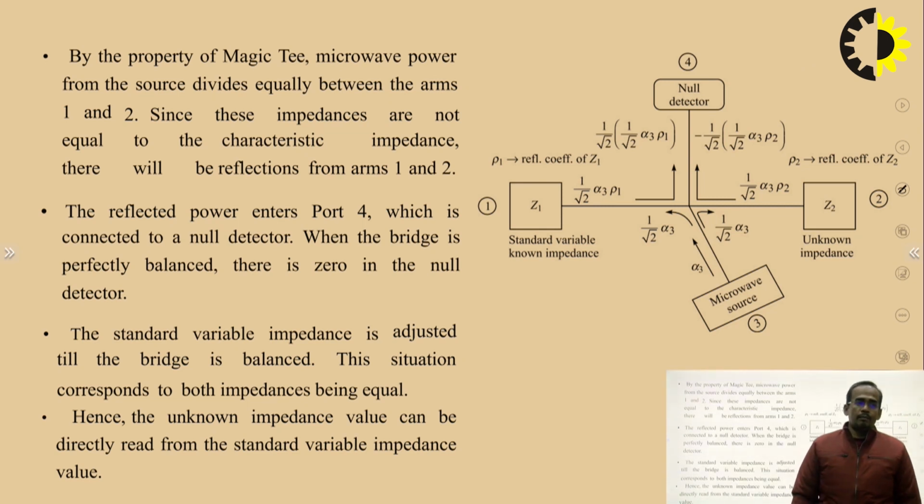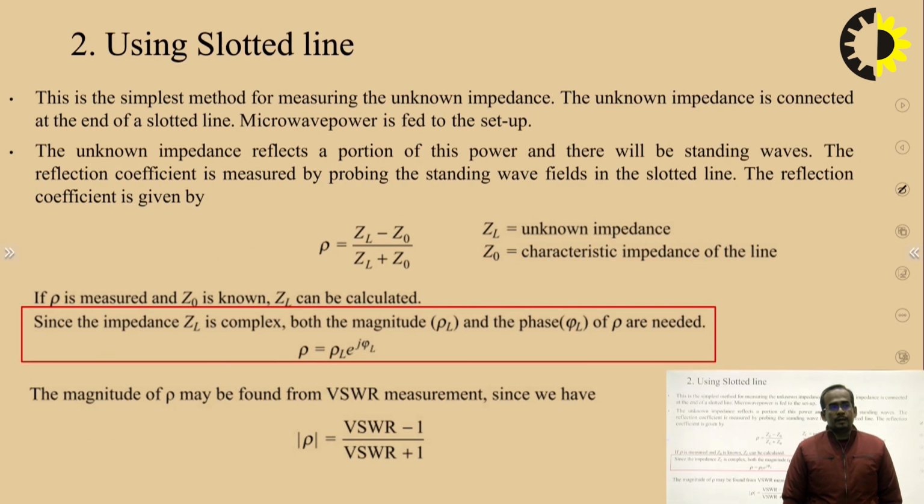The standard variable impedance is adjusted till the bridge is balanced. So we have to vary the standard variable impedance at port 1. And this situation corresponds to both the impedances being equal. In this way we can measure the unknown impedance value by using the standard variable impedance value.